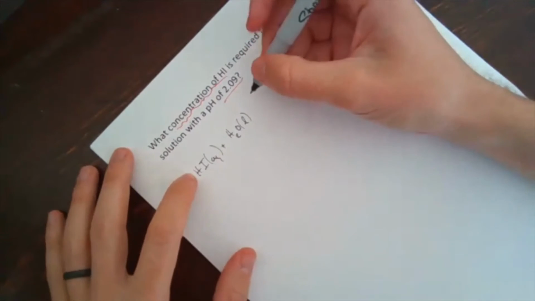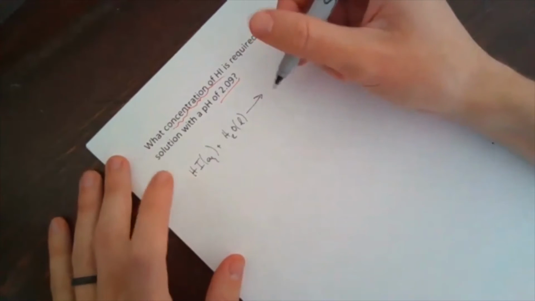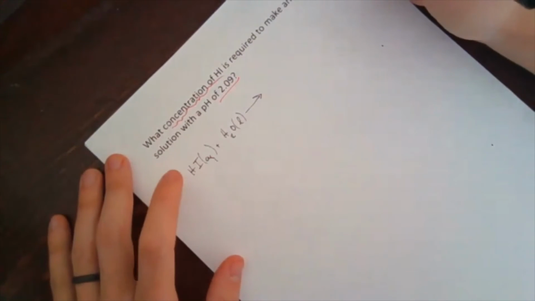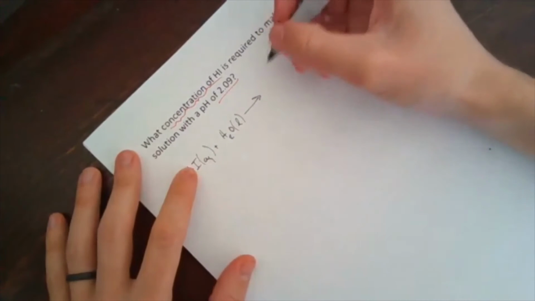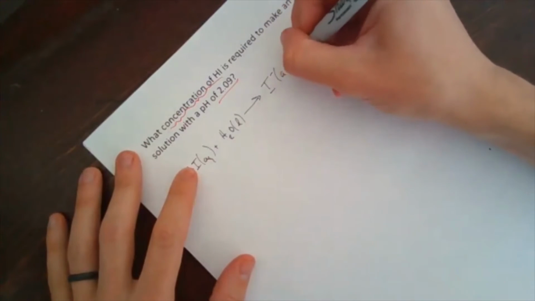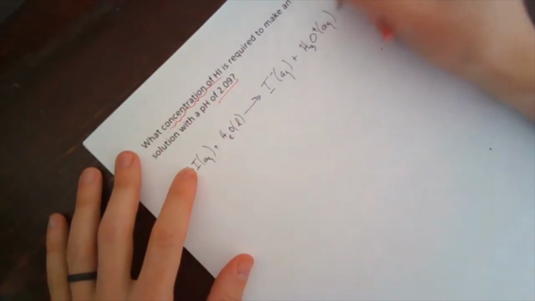HI is a strong acid. It is on our list of 6 strong acids. Hydrochloric, hydrobromic, and hydroiodic are all strong. Basically all the halogens except for fluorine lead to strong acids. And so this is a single arrow where we then get the conjugate plus hydronium.